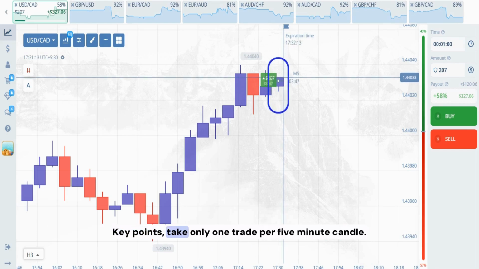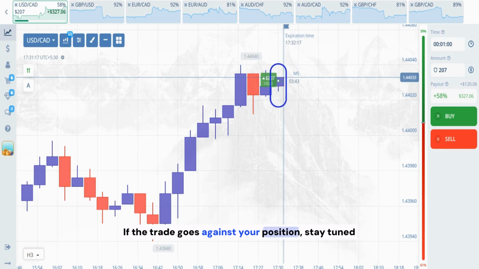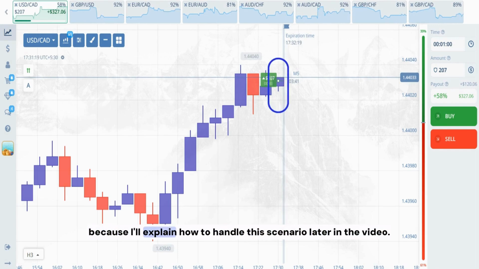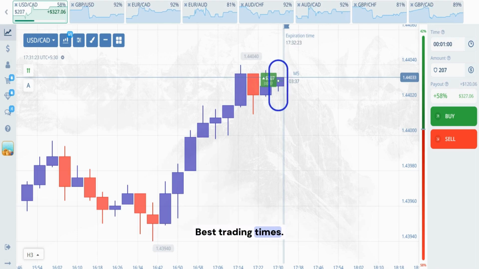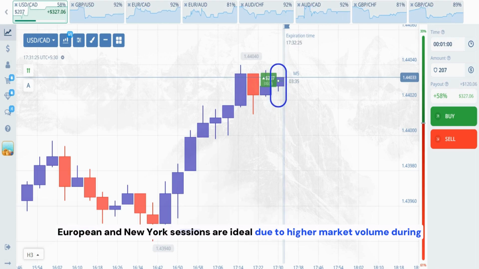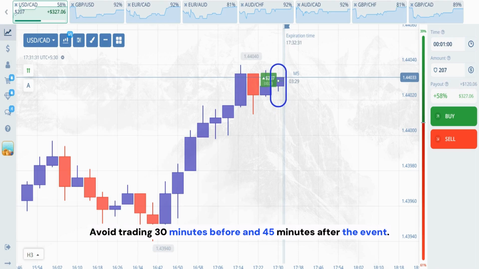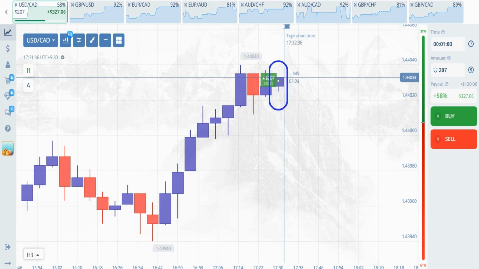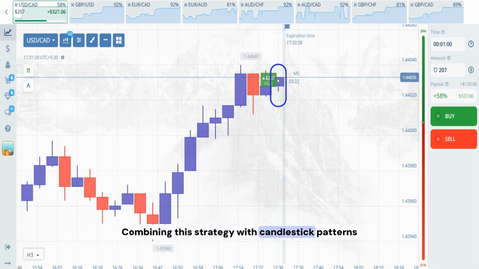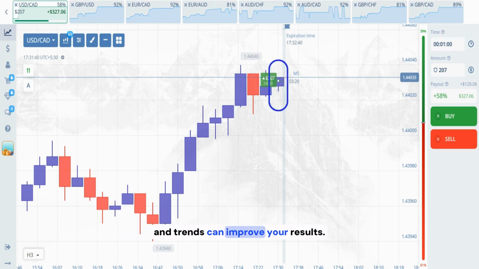Key points: take only one trade per 5-minute candle. If the trade goes against your position, stay tuned because I'll explain how to handle this scenario later in the video. Best trading times: European and New York sessions are ideal due to higher market volume. During medium or high-impact news events, avoid trading 30 minutes before and 45 minutes after the event. Combining this strategy with candlestick patterns and trends can improve your results.